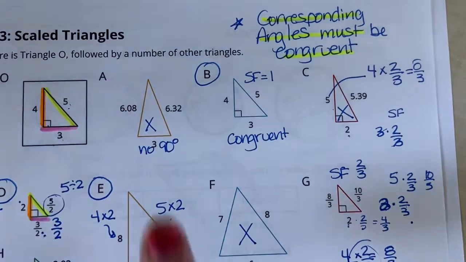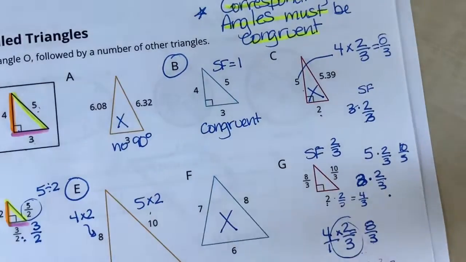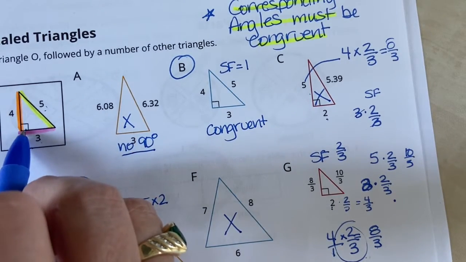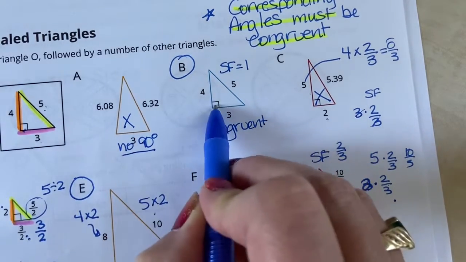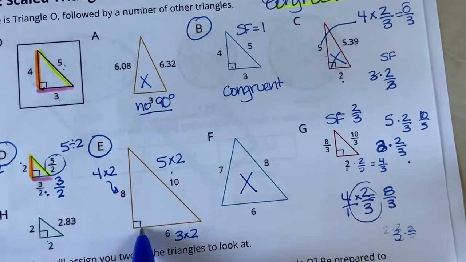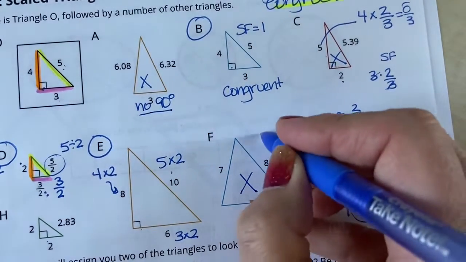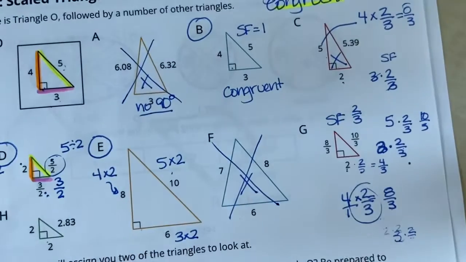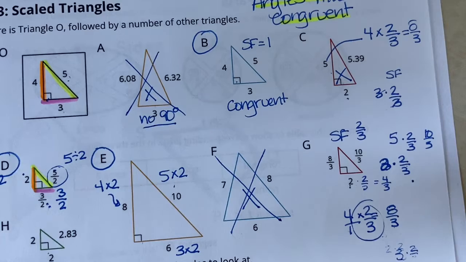So I could automatically get rid of this guy because it doesn't have a 90-degree angle. This has one 90-degree angle. This doesn't. This does. This does. This does. This does. This does. This doesn't. So I could automatically get rid of triangle F and triangle A just by the angle alone, okay?